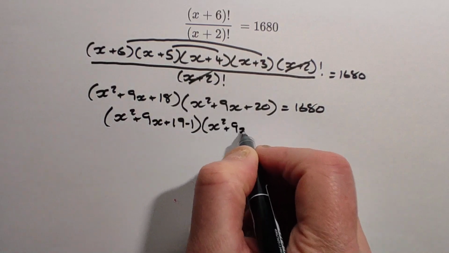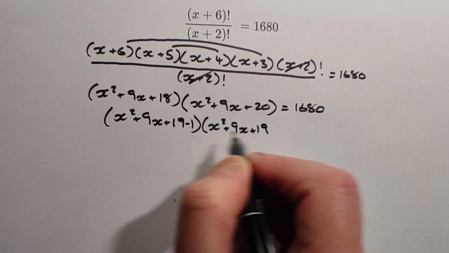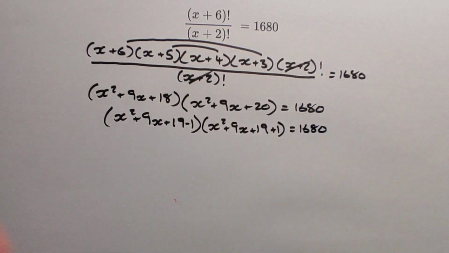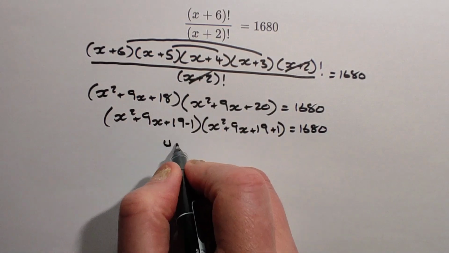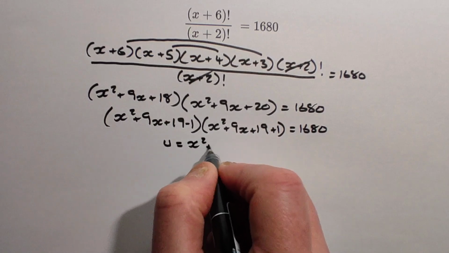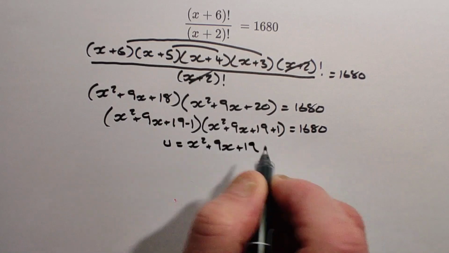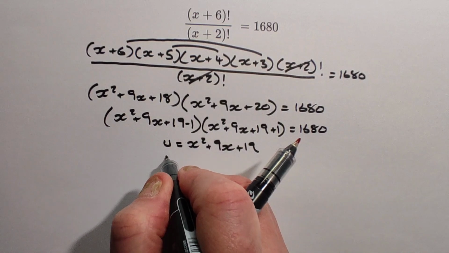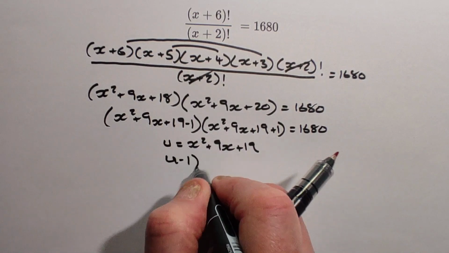So x squared plus 9x plus 19 minus 1 into x squared plus 9x plus 19 plus 1 still equals 1680. Now let u equal x squared plus 9x plus 19. We're then left with a very simple u minus 1 into u plus 1.